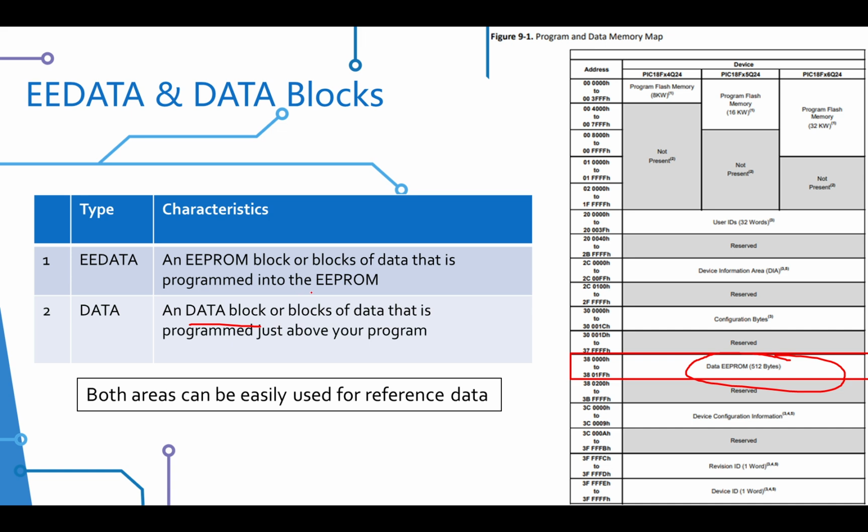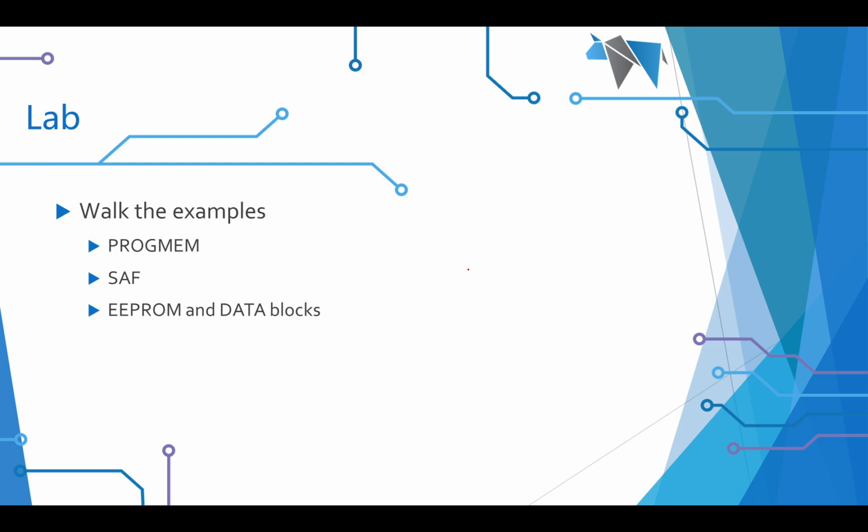Quite a lot of reference data, that's why it's been implemented. So what we've got is a little bit of complexity in terms of options here. Because we can write into program memory, SAF, which isn't even shown on this diagram, or you can write into data EEPROM. Lots of different areas, and they're all forms of storage. So what we're going to do is walk through some examples of managing the program memory, managing the SAF, and the EEPROM and data blocks. In GCBASIC, it's all pretty simple.